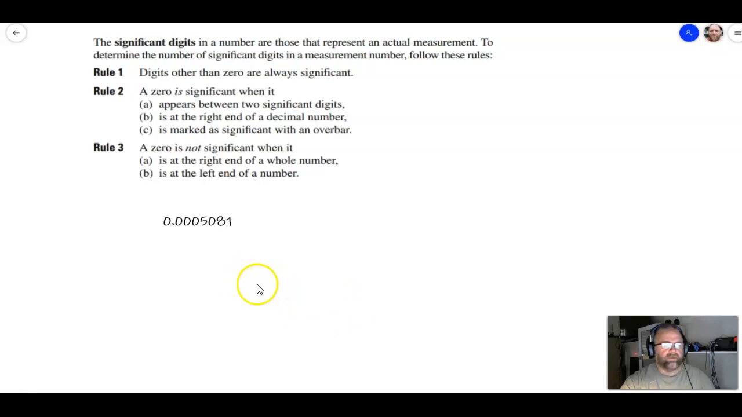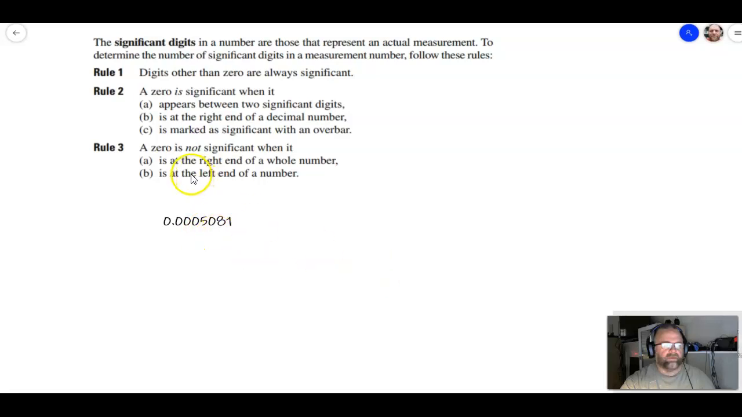All right. So looking at this, I know the 5 and the 8 and the 1 are significant because digits other than 0 are always significant. So far I have 3 numbers. I know this 0 is significant because it's between 2 significant digits. So now I have 4 significant digits.